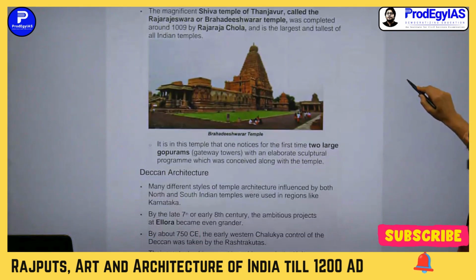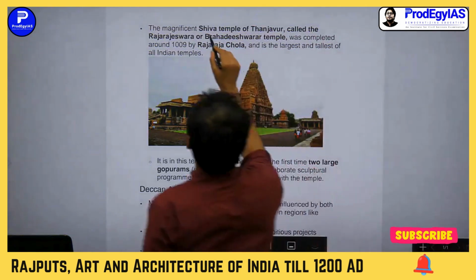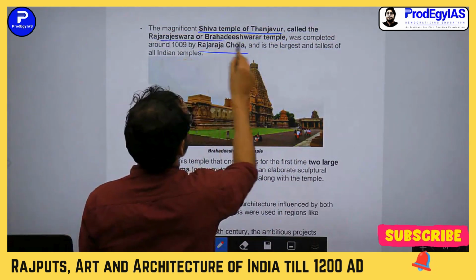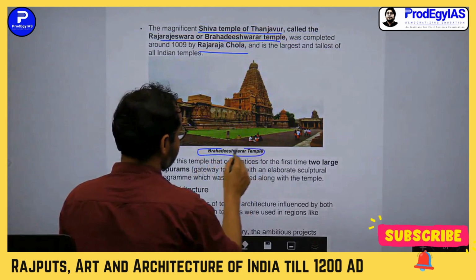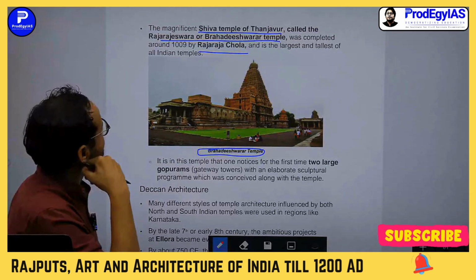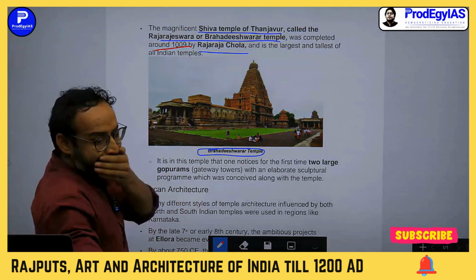Then guys, then we have the Shiva temple of Tanjore. Then we have the Brihadeshwara temple. Cholas.